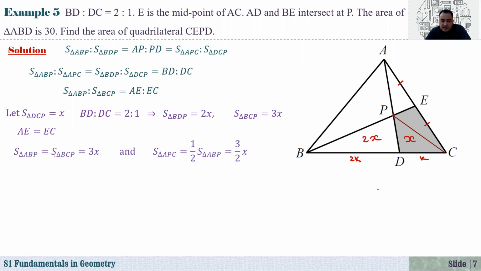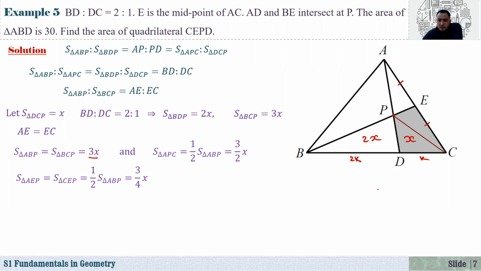Then we can just write here ABP, right? ABP is equal to BCP, that's equal to 3x. And the area of APC is equal to 1 over 2 times ABP. So it's half of the ABP, that's equal to 3 over 2x. And after that, the area of AEP, and also that's equal to area of EPC.